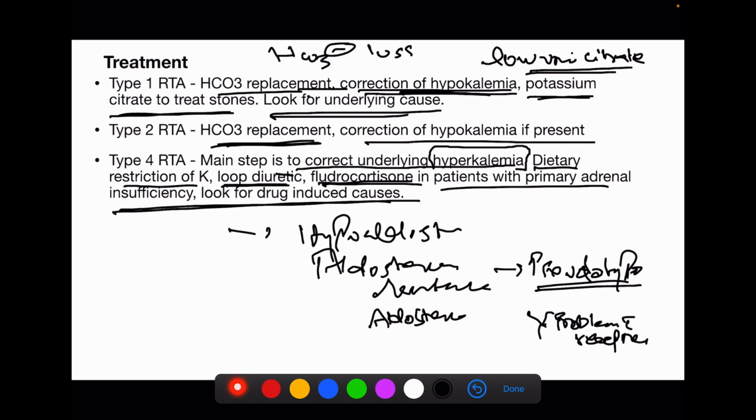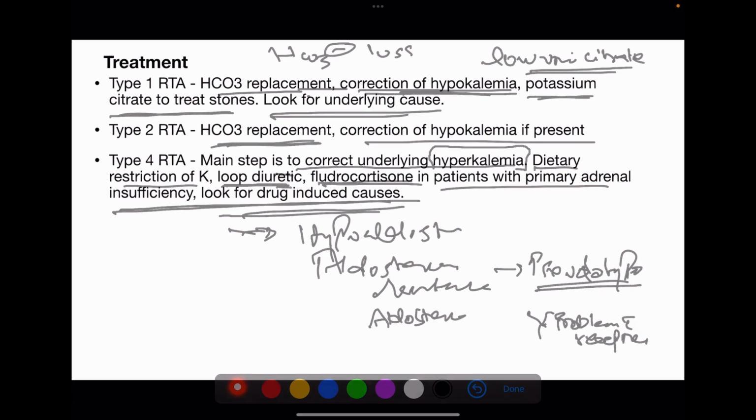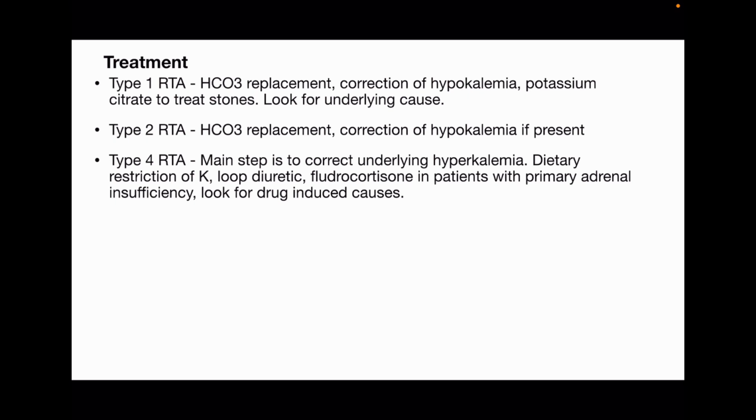And also diabetes. Diabetes causes a special type of hypoaldosteronism called hyporeninemic hypoaldosteronism due to damage of the juxtaglomerular apparatus. And in this case, you just treat the underlying hyperkalemia with loop diuretics, do dietary restriction, and if the patient is aldosterone deficient, you give them fludrocortisone, and you look for other drug-induced causes. So this is in detail about the different types of RTA. So that is about the treatment of renal tubular acidosis of the different types of RTA.